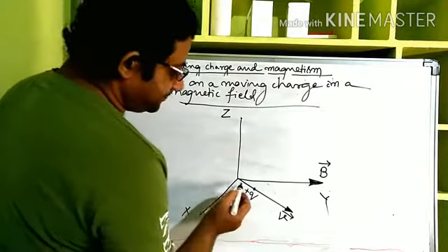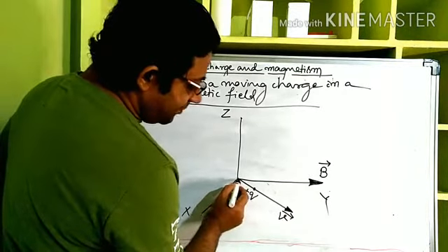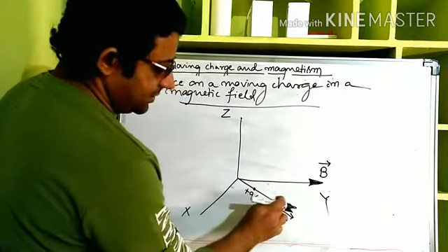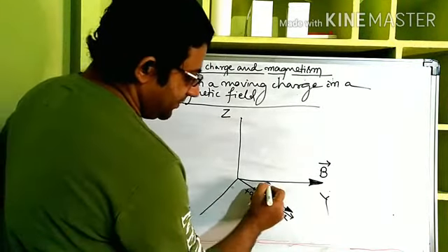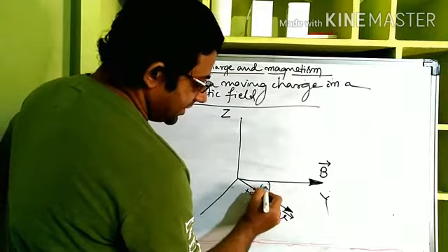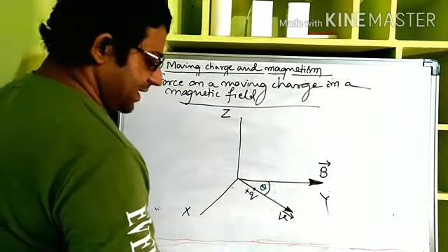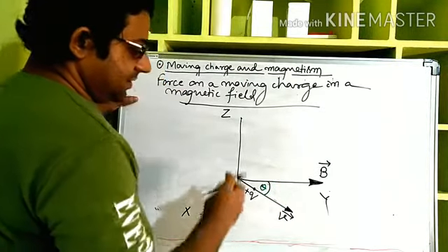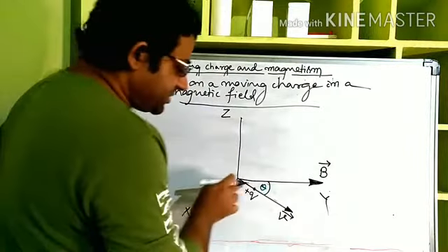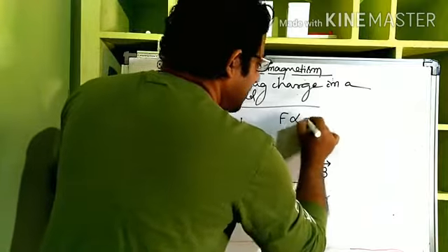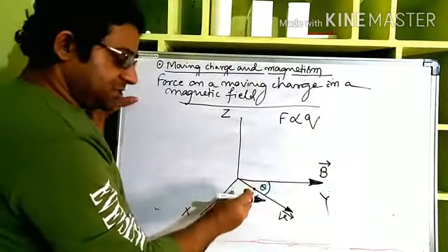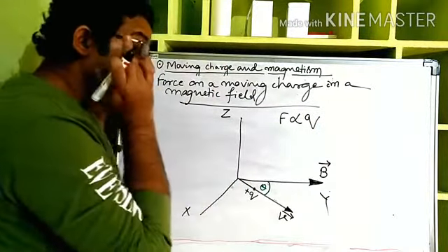Now let us imagine that a positive charge is moving in a particular direction and the angle between v and B is theta. Then it was seen that the force experienced by the charge is directly proportional to the charge. That means if more charge is taken, more force is experienced.